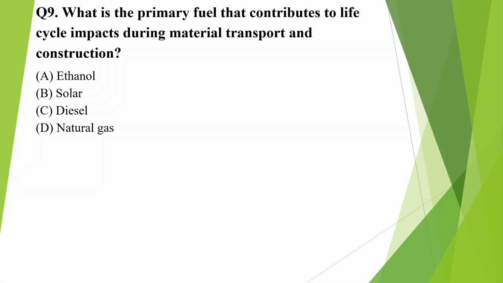So option C is the correct answer, guys. Whoever has marked option C is absolutely correct. That is, diesel is the dominant conventional fuel used in trucks and machinery during construction, and it contributes to the life cycle impact during material transport and construction, which was asked in the question. Diesel is the correct answer. Everybody is fine with option C? Question number 9, option C is the correct answer. If anybody has any sort of doubt, he or she can ask or type yes in the chat box. Then we will be moving to the 10th question.